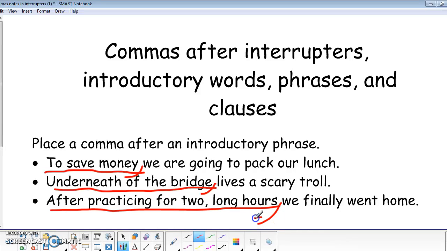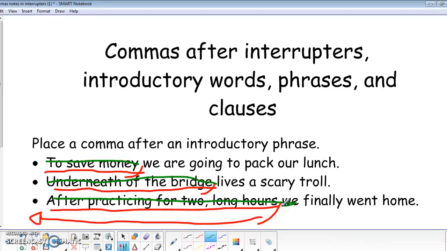Now if you look, everything left of that comma, what can I do with it? I can take it out, and the sentence will still work. So I can get rid of this and have, we are going to pack our lunch. Still works. I can get rid of this. "Lives a scary troll," that's inverted order. So I would just have a scary troll lives. Still totally works. Get rid of this. We finally went home. Totally works. So remember, everything left of the comma, you can get rid of. Okay?